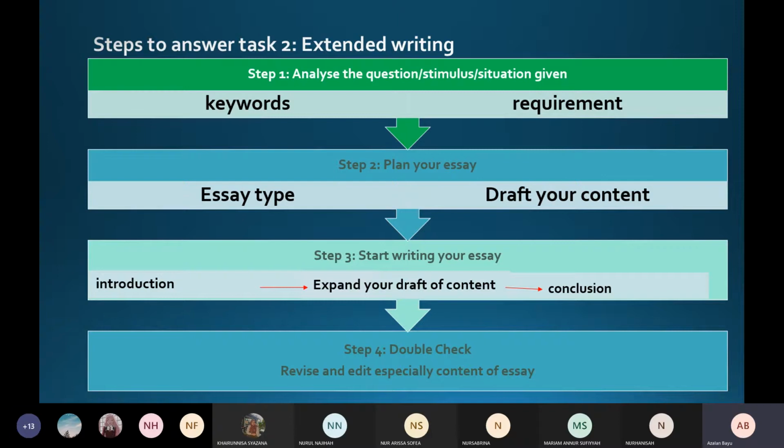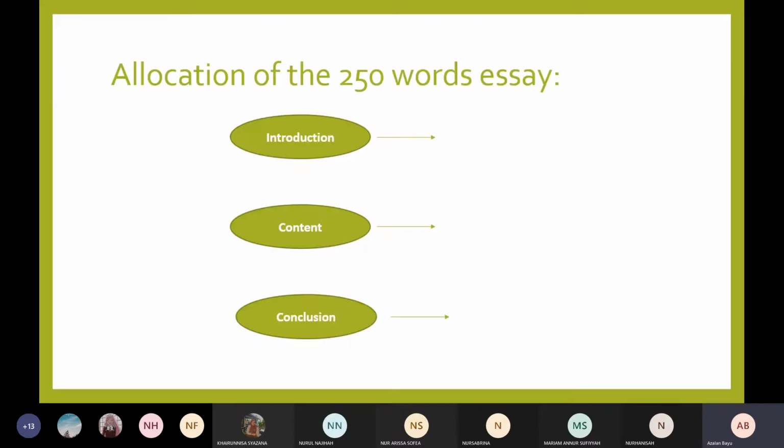All right, content tu kadang-kadang kita dah okay, because we have undergone the process from step 1 until step 2. I think the content is okay, and I have checked, I think the content is okay. All right, hopefully. Okay, yang you kena check is actually grammar and spelling and mechanics in the essay. Okay, the allocation of the 250 word essay I juga telah ajar you.